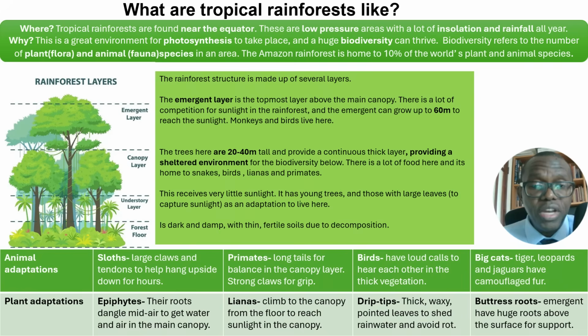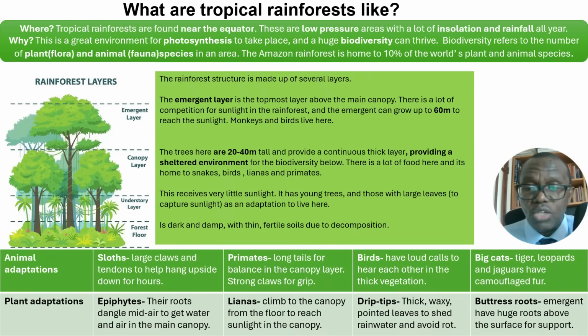Now, biodiversity refers to the number of plant and animal species in an area. And like we said in the last video, plants are referred to as flora and animals are referred to as fauna. Now, the Amazon rainforest is home to 10% of the world's plant and animal species.